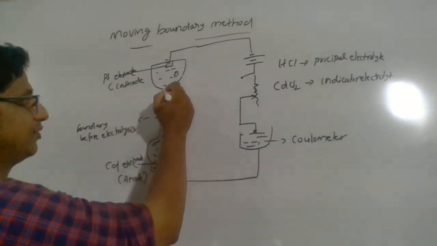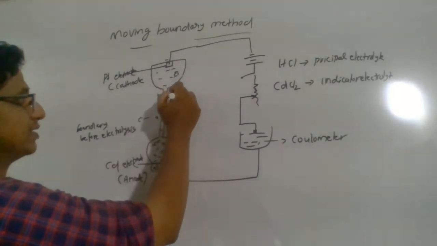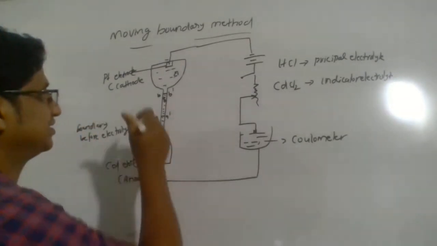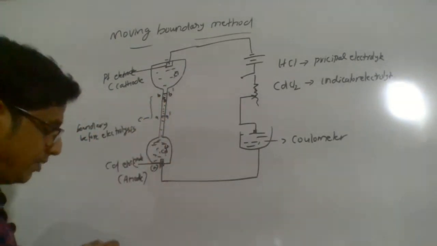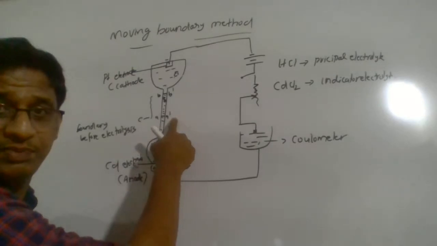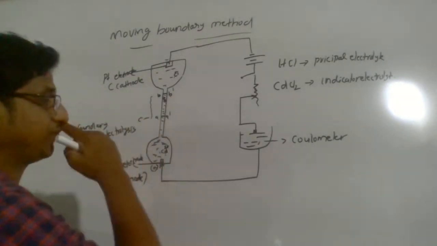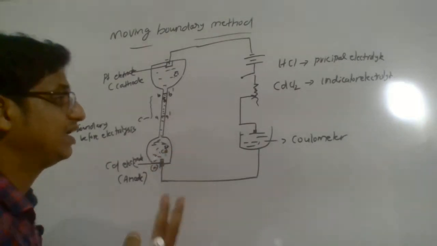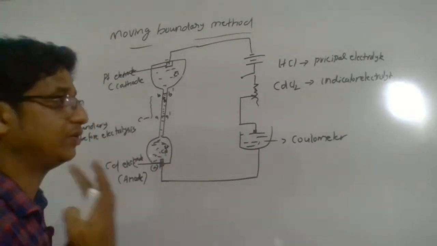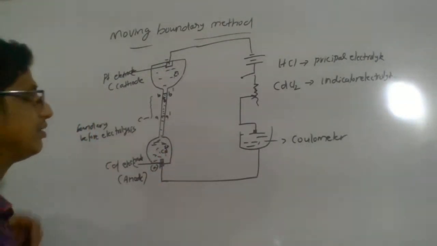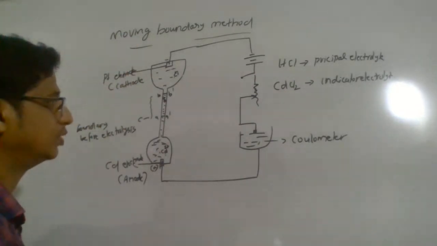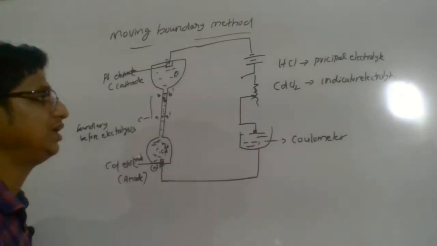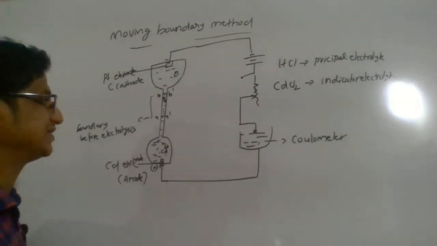Let me represent the boundary. Let it be BB dash. BB dash is the boundary that is shifted. It was AA dash before electrolysis, and now it has shifted to BB dash after electrolysis, because of the movement of ions during the electrolysis. How much the boundary has moved is what we utilize to calculate the transport number. So let us discuss one by one.